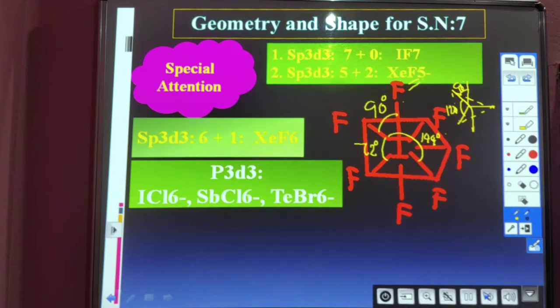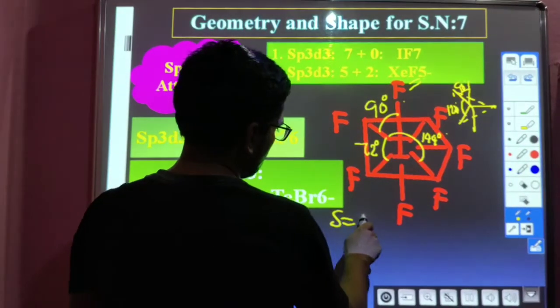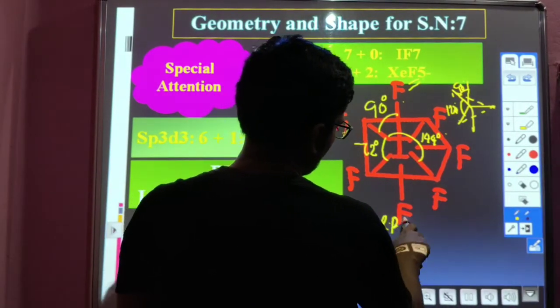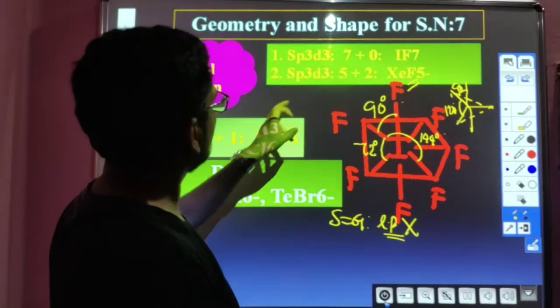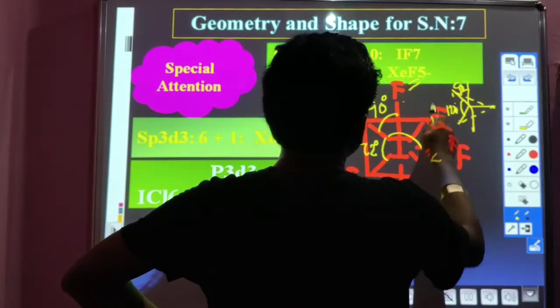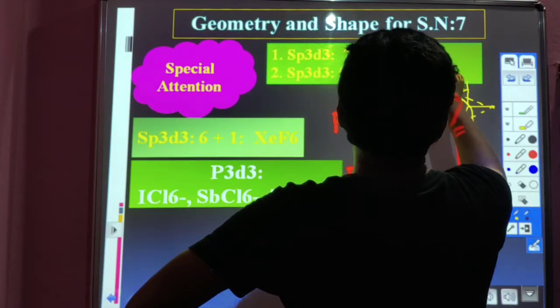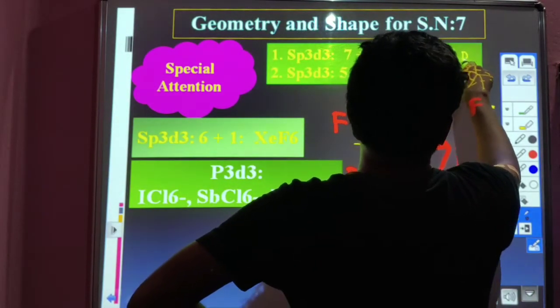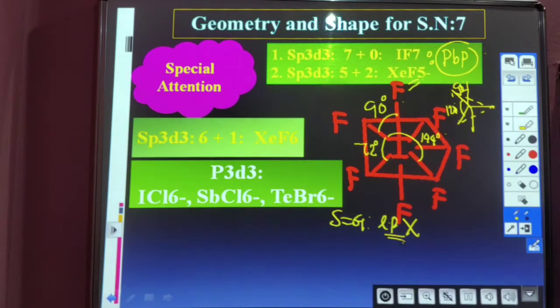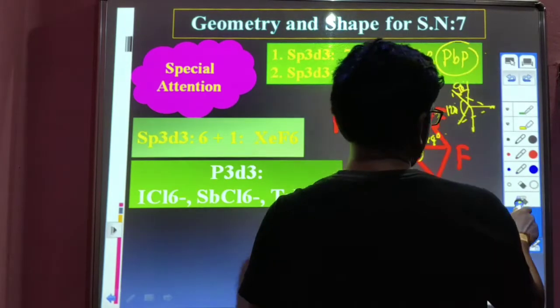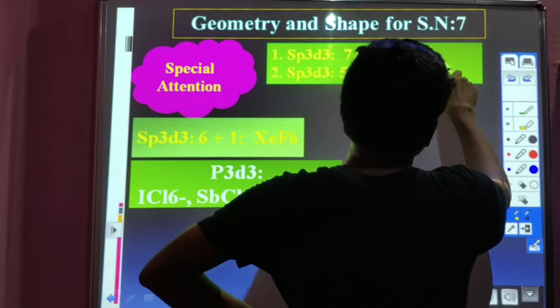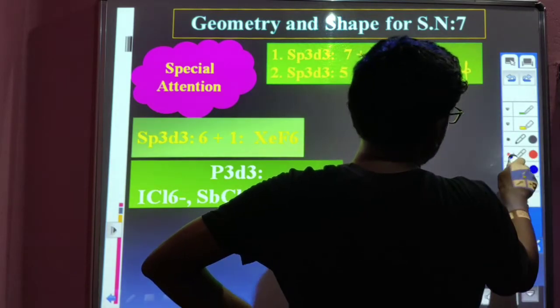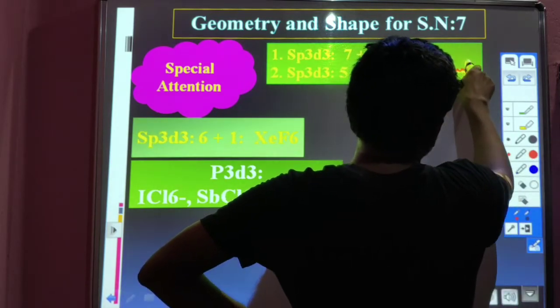Here we can write shape, geometry, lone pair, and that is pentagonal bipyramidal. I did not write pentagonal bipyramidal, so write it: pentagonal bipyramidal. Now next, move to this one: XeF5 minus. Very important, very important. Please try to remember this one.